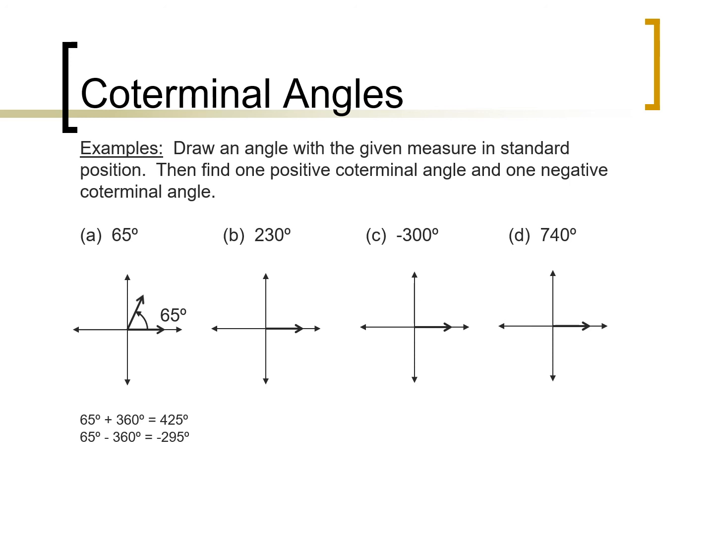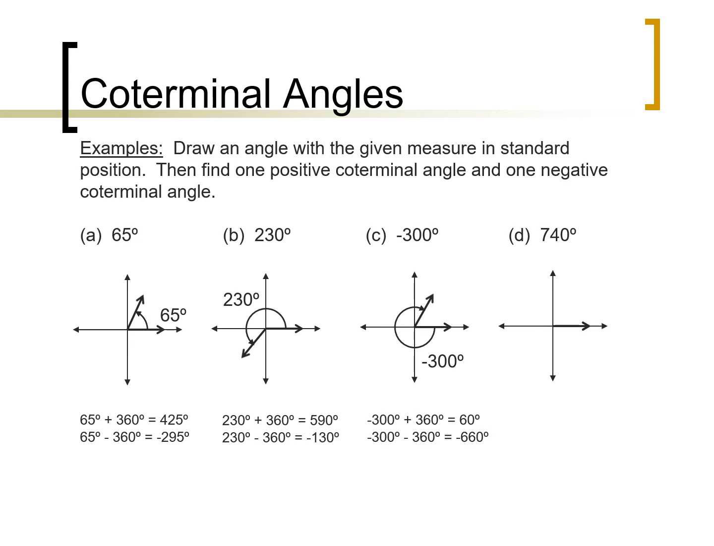Letter B, 230 degrees will look like that. Add 360 to it and subtract 360. Make sure you're showing the work to get two coterminal angles of 590 degrees and negative 130 degrees. In letter C, negative 300 degrees will look like that. Take negative 300, add 360, and subtract 360 to get your two coterminal angles of 60 degrees and negative 660 degrees.